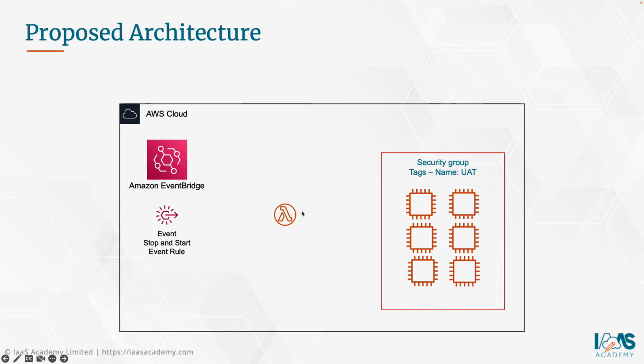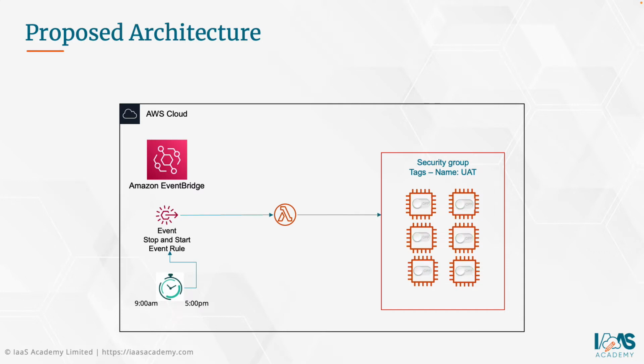Now, AWS Lambda will contain the necessary function in order to stop and start your EC2 instances. AWS EventBridge essentially is going to help you trigger those functions at the designated time slots. And so at precisely 9 a.m., the event rule will trigger the Lambda function to switch on those servers. And then at 5 p.m., another event rule will trigger the Lambda function to stop your EC2 instances.